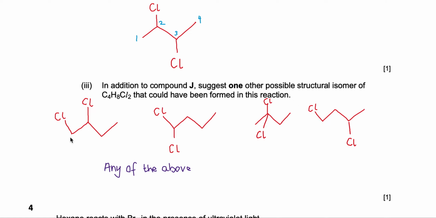So this one here is 1,2-dichlorobutane. This one here is 1,1-dichlorobutane because they're both coming off of carbon 1. This one here is 2,2-dichlorobutane, and this one here is 1,3-dichlorobutane. Okay, so any of those is fine.